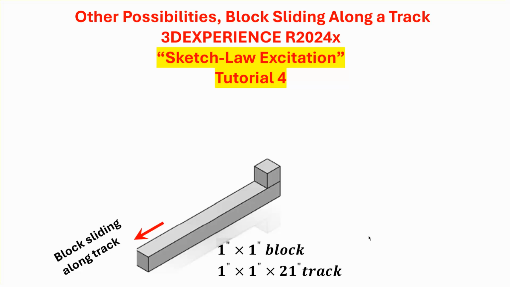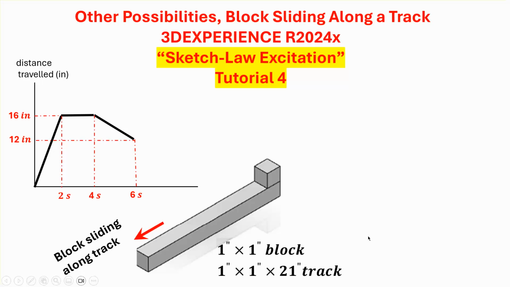What I'd like to do in this tutorial is a different approach, where I actually provide this graph as the way the kinematics proceeds. In other words, it starts at 0, 0, and then as time goes on, the position of the block along the track increases. It goes to 16 inches, and then between 2 and 4 seconds, it sits put at that location, and then between 4 and 6 seconds, it drops down linearly to 12 inches.